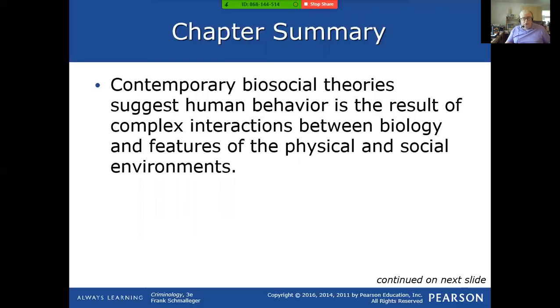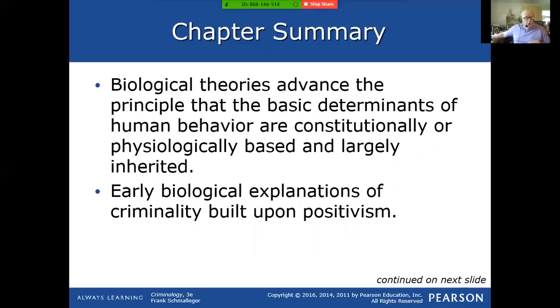So biosocial theories, as we will be looking at next week, suggest that there's an interaction between the biological issues that someone might have and the environment in which they live or grow up. Biological theories advance that the basic determinants of human behavior are constitutionally or psychologically based. In other words, based upon how we're built or how our brain is made. They were built upon positivism, looking at things through scientific study.